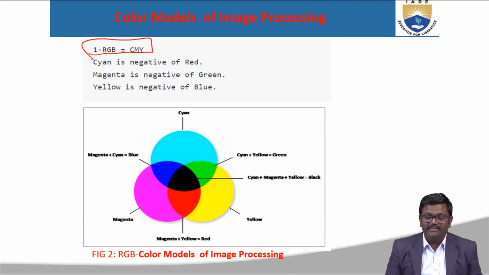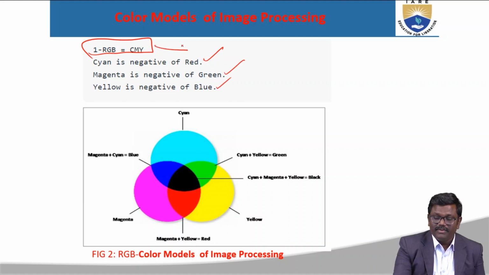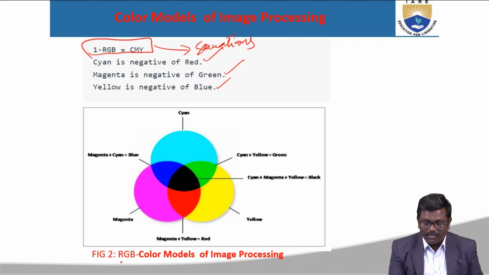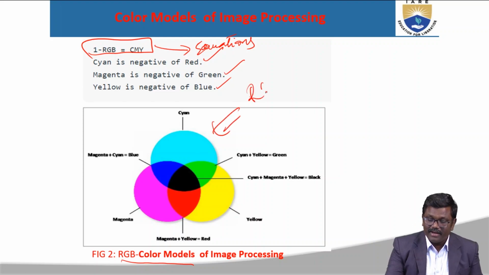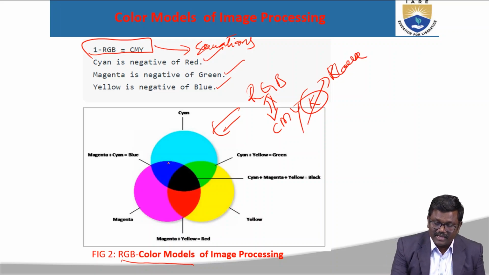So C, cyan, is the negative of red, magenta is the negative of green, and yellow is the negative of blue. If we implement this equation, we will get such values. Here you can see the very colorful RGB color model, and from RGB we get to CMY. K is the black factor; forget about that for now.